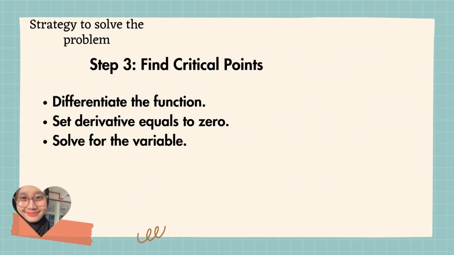Step 3. Find critical points. First one, you have to differentiate the function. Find the derivative of the objective function with respect to its variable. This derivative represents the rate of change of the function. Then you have to set the derivative equal to 0 to find the critical points. These are the points where the function might achieve its maximum or minimum. And lastly, you have to solve for the variable. Solve the equation from the previous step to find the values of the variable at the critical points.